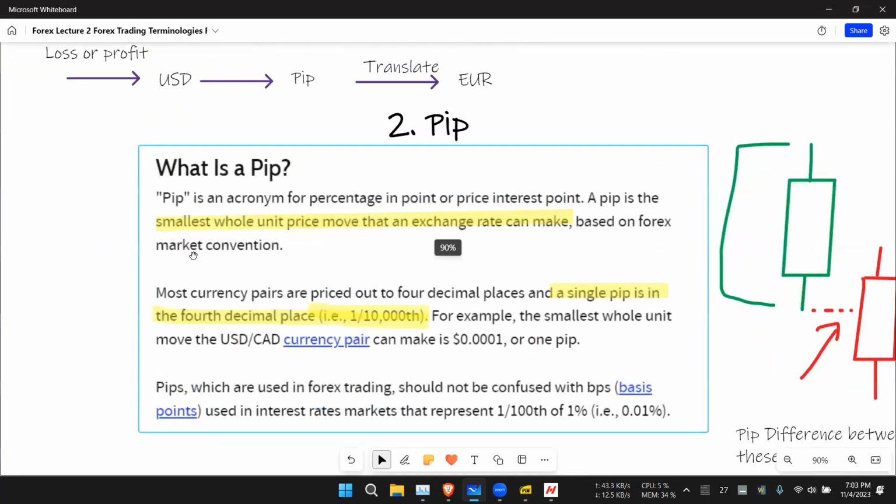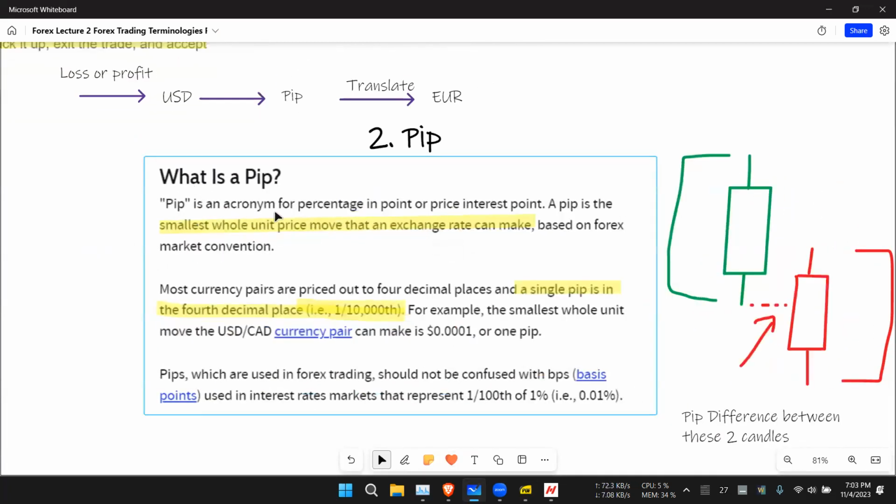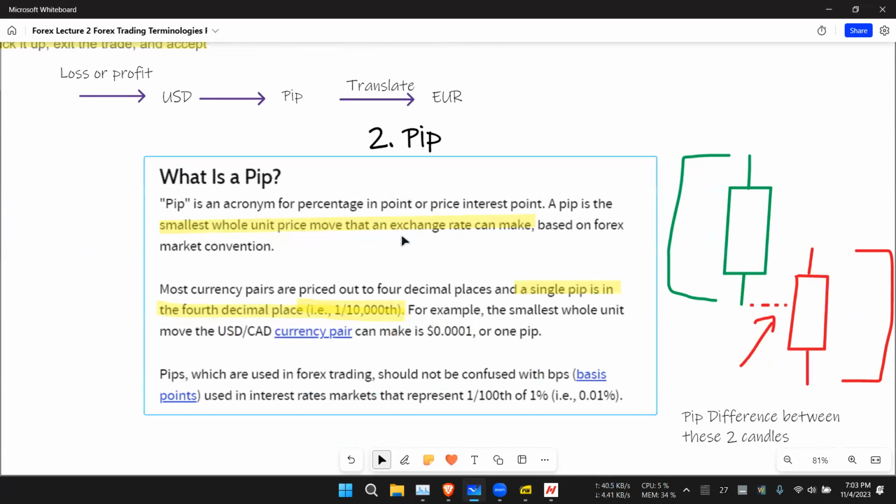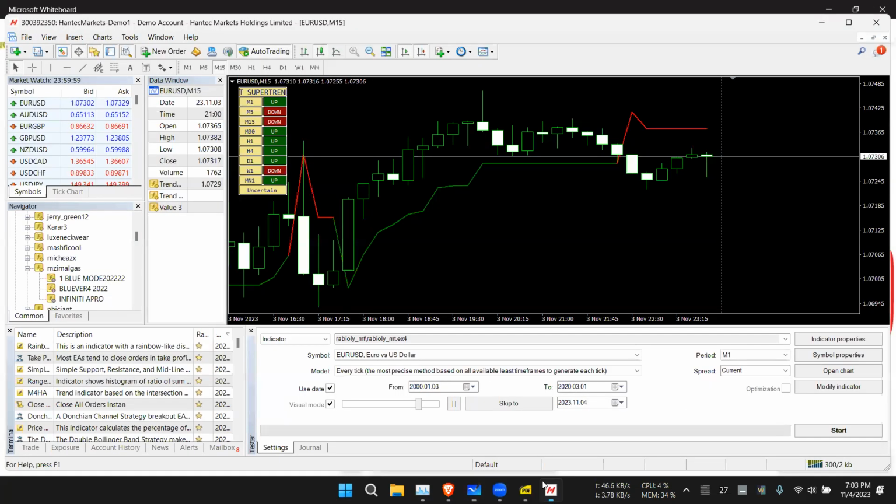Okay. PIP is an acronym for percentage in point or price interest point, right? A PIP is the smallest whole unit price move that an exchange rate can make. Smallest whole unit price move that an exchange rate can make. Let me just clarify this.